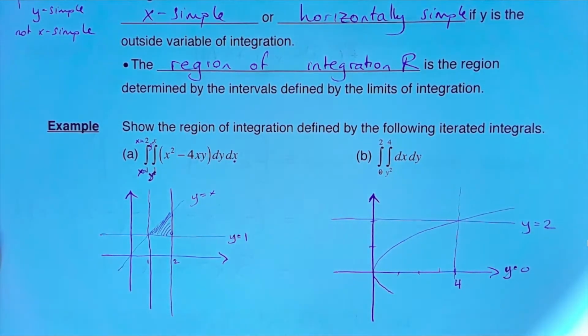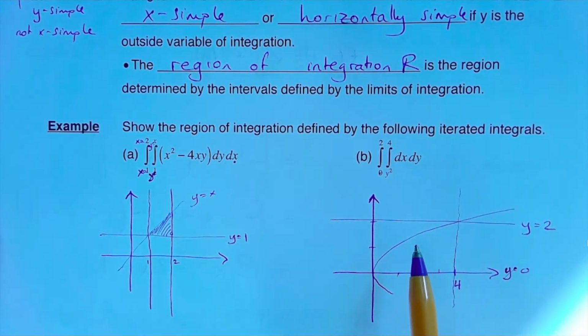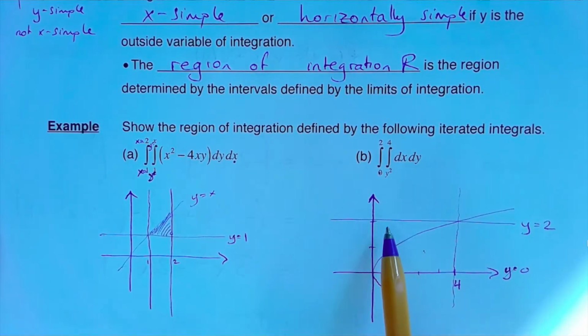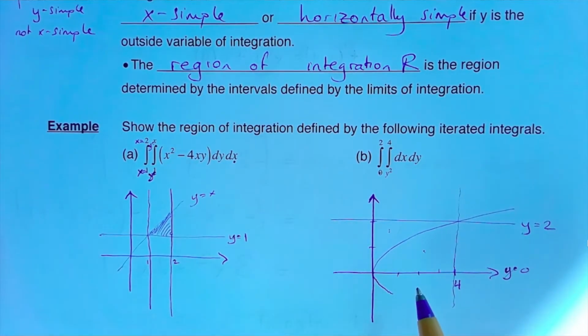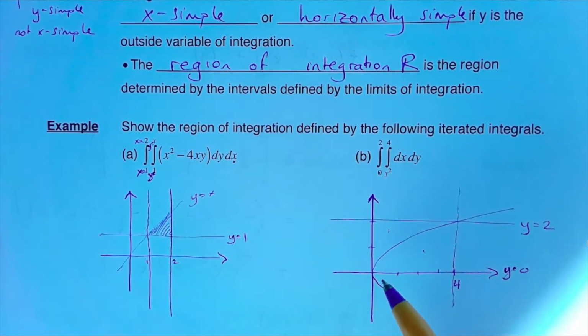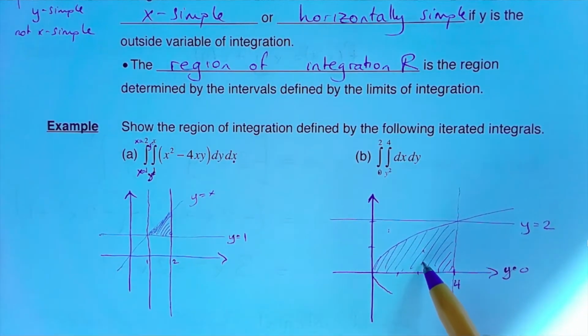Like this. So let's think again. y goes from 0 to 2, and x goes from y squared to 4. We need to be careful. It could be this region. It could also be this one. You have to think a little bit. So it goes from x equals y squared, which is this curve, to x equals 4. And we conclude that this is the region where we are integrating.